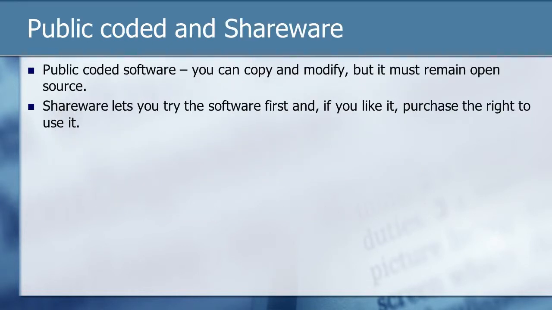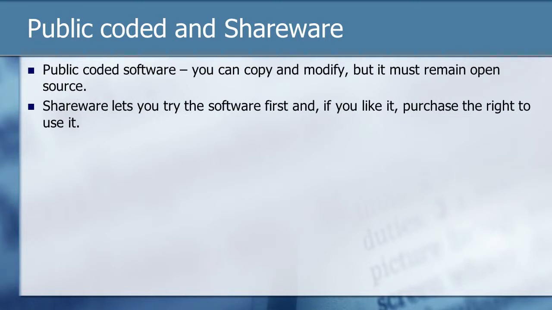There's a difference between what we call public-coded and shareware. Public-coded software, you are able to copy and modify it, but it must remain open source. Shareware lets you try the software, and if you like it, then you can purchase it later. It used to be that public-coded software wasn't at the same level as some of these packages that you could buy, but public-coded or open source software, which is what it's called more often now, is getting better and better all the time.